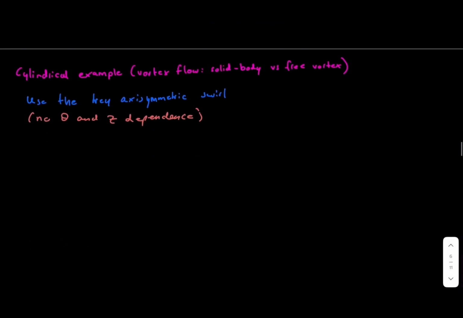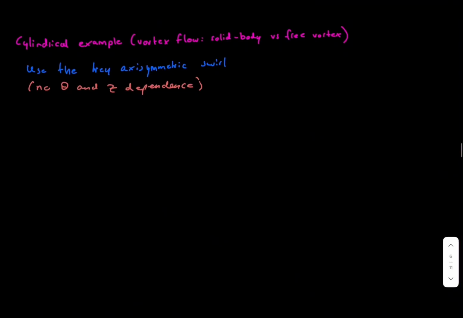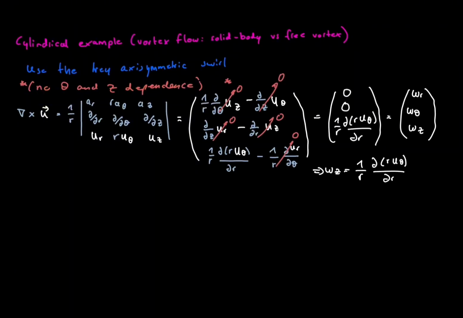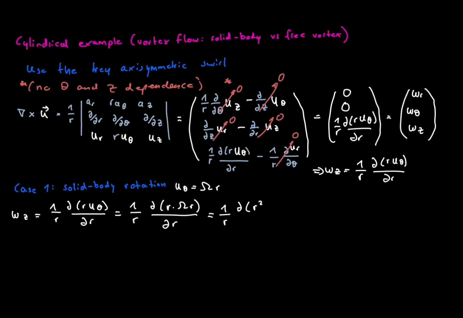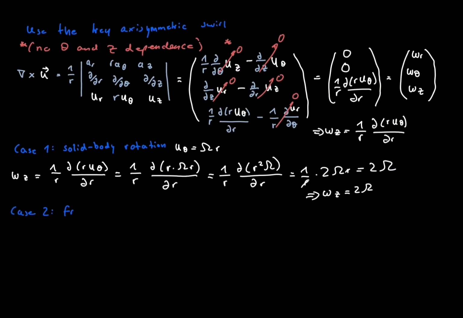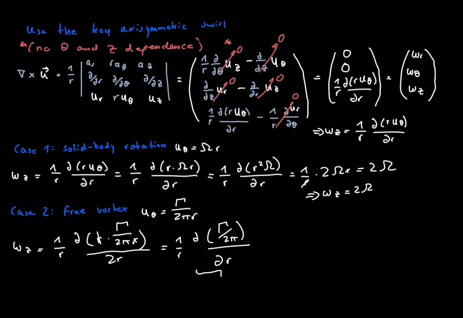In cylindrical coordinates, consider swirling flow with circumferential velocity depending on r. The axial vorticity equals 1 over r times the derivative of r times that velocity. For solid body rotation, velocity equals omega r. The result is 2 omega. For a free vortex, velocity equals circulation divided by 2 pi r. The derivative vanishes, so the flow is irrotational outside the core.